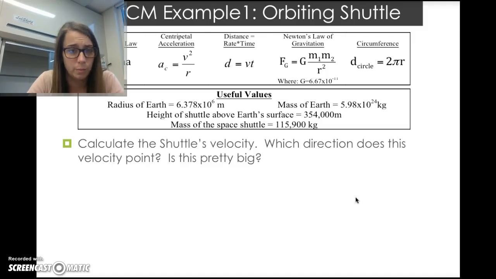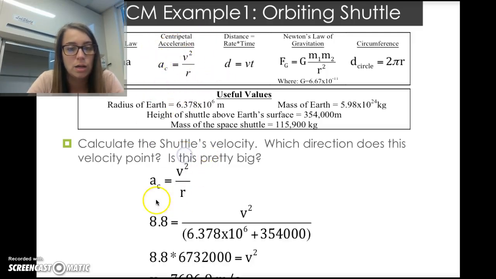So now I want to know, what is the shuttle's velocity? How fast is it going? What direction does it point, and is it pretty big? So we're going to use this equation right here. I already calculated a_c, right? I got that from F net. So I can say that equals v squared over r and solve for v.